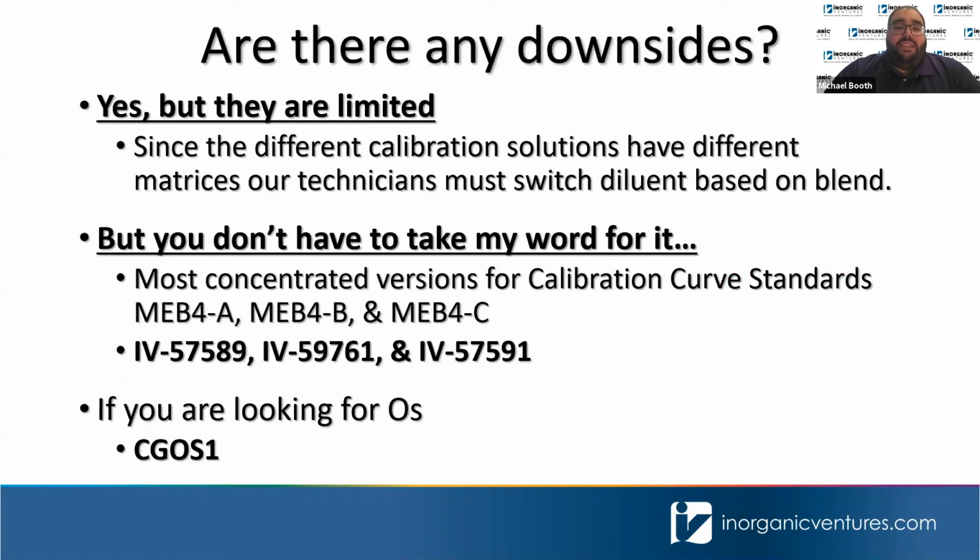So are there any downsides? Don't want to sugarcoat everything. There is one downside, but it is limited. Our technicians need to know this method inside and out. So they need to know what their calibrated range is. They need to know the matrix. Whereas before, our old method, you threw it in 10% HCl, you spiked in cesium, that was it. With this one, our technicians really need to be aware of what they're looking for and how to prep it. Other than that, we haven't come across any other downsides.